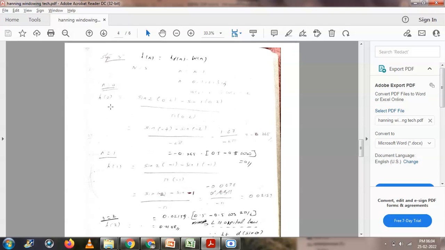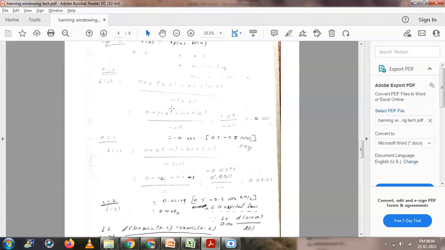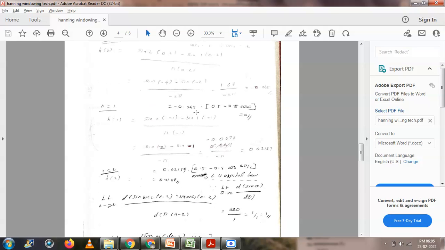So h of 0 is 0 to 4. So sine minus 4 minus sine minus 2 divided by minus 2 pi. So if you apply that n value is 0, then you got the value 1.6 to minus 2 by 0.265, and 0.265 and 0.5 minus 0.5 cos theta, that is equal to, n is equal to 0.